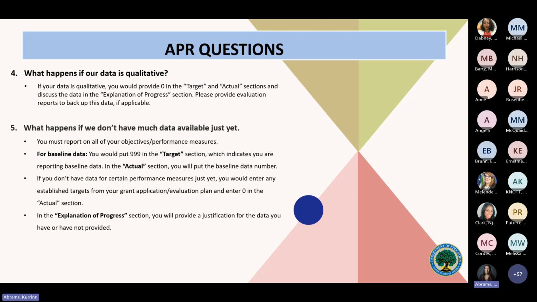If you don't have data for certain performance measures just yet, you would enter any established targets from your grant application or your evaluation plan, and then you would enter 0 in the actual section. But again, in the explanation of progress section, you do want to provide a justification for any and all data that you include or have not collected just yet.